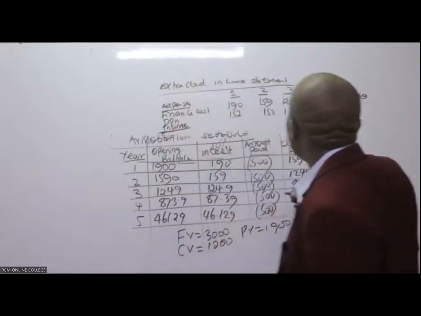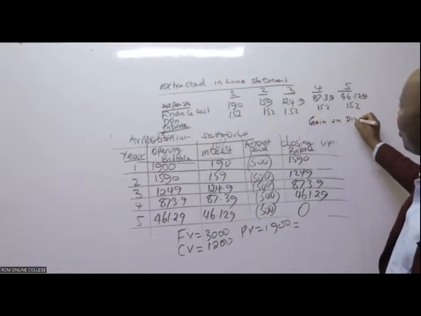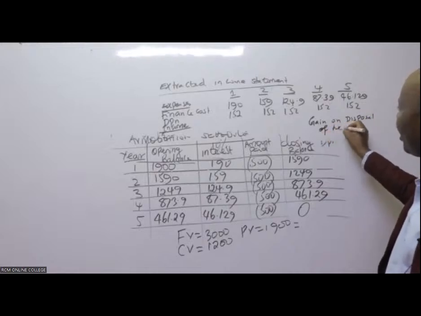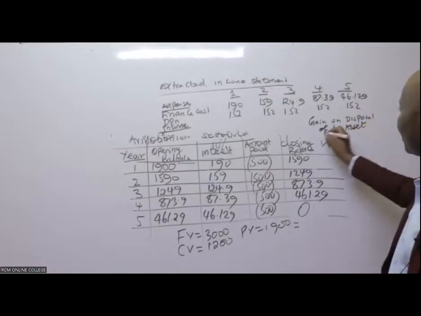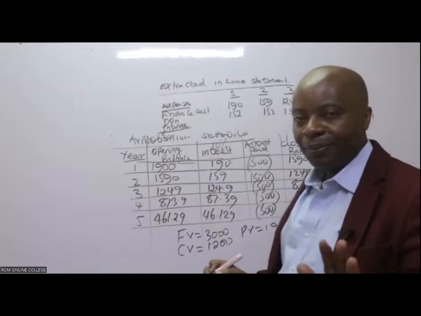So in this case, let's calculate the gain on disposal of the asset. We say there are two methods.